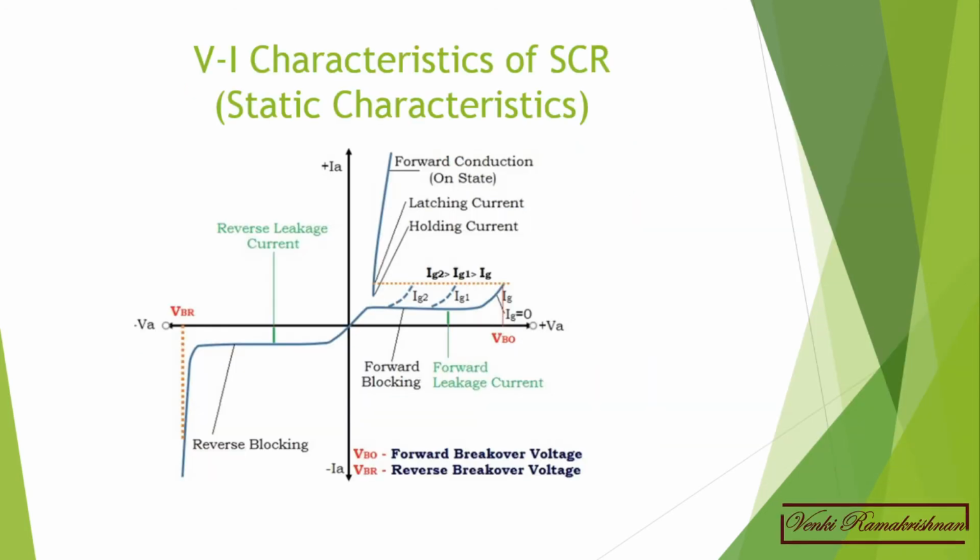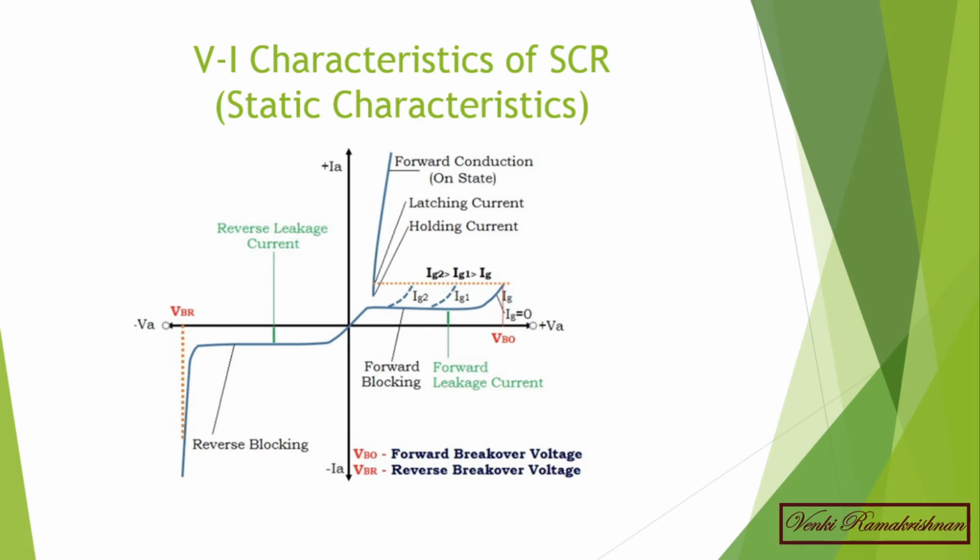Here we can follow all the modes of operation, starting with the static characteristics, or VI characteristics. So this is the forward blocking mode region. This is the forward conduction region. The transformation from forward blocking mode to forward conduction mode takes place when gate supply IG, IG1, IG2 is applied.